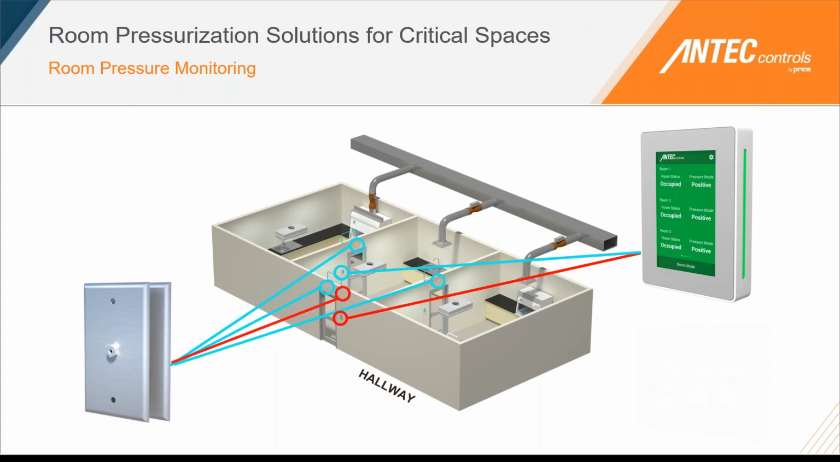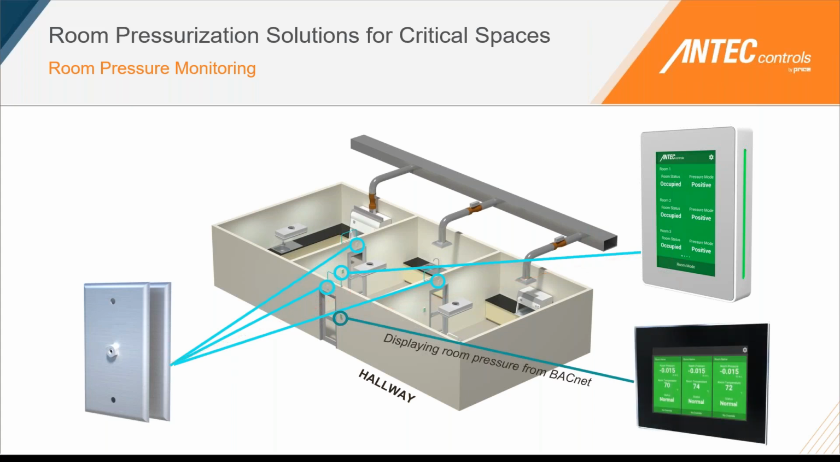And then lastly, we may instead want to provide a digital display that takes all of the readings from BACnet, but it also allows us to see some additional information. So things like temperature, air changes, humidity, things like that, and just have that installed at the doorway coming into the space.